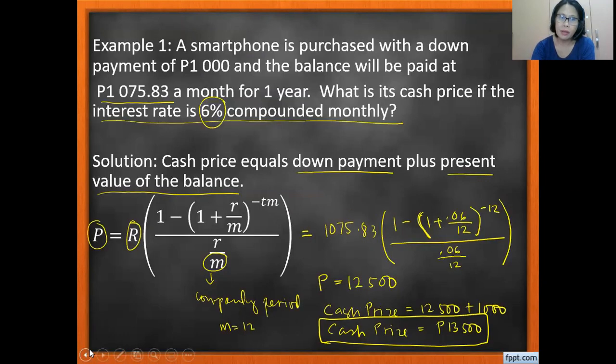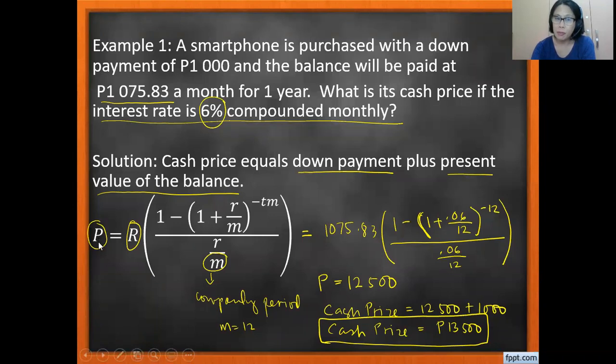Here, a smartphone from our previous discussion is purchased with a down payment of 1,000 and the balance will be paid at 1,075.83 monthly for a year. What is its cash price if the interest rate is 6% compounded monthly? What we're going to do is combine the down payment plus the present value of the balance, and that is done using this formula.